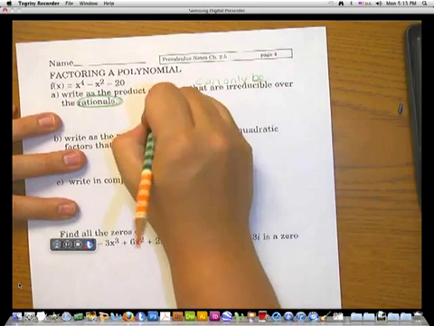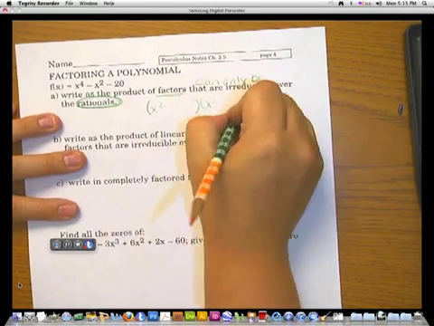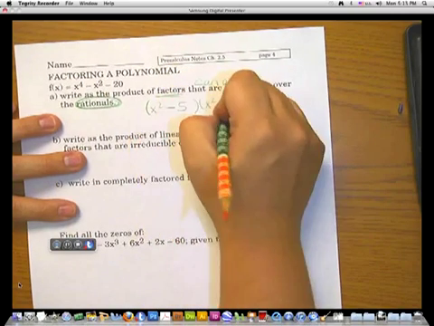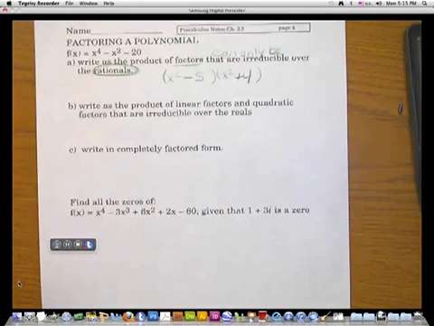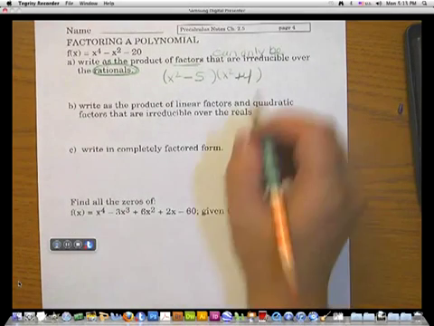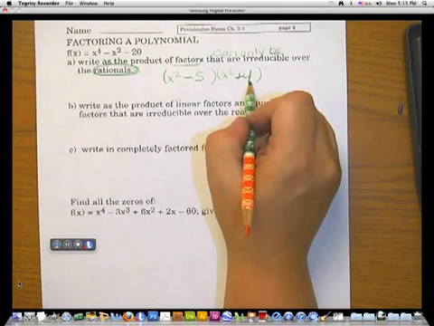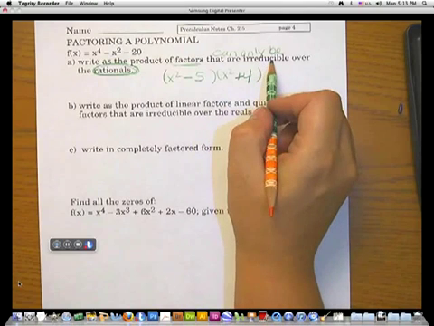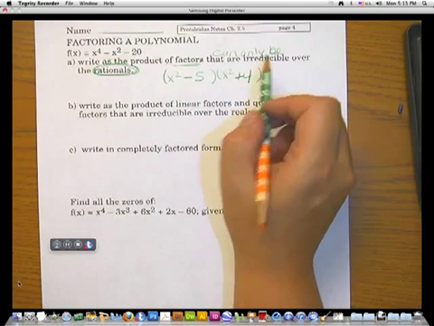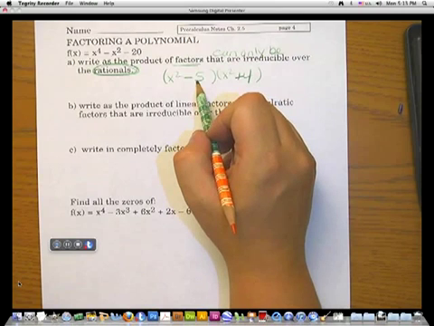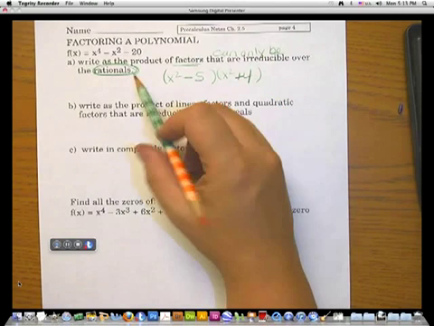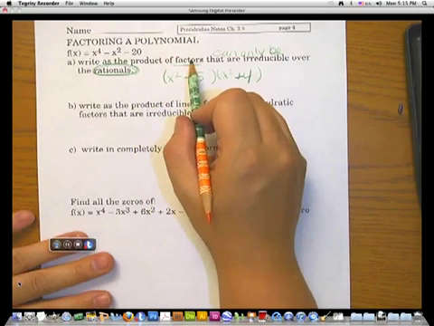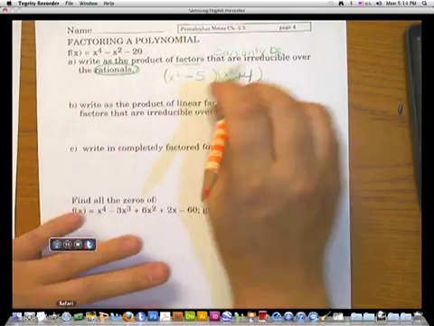So when I factor this, I'm going to get x squared, and what multiplies to 20 and subtracts to be 1, minus 5 and plus 4. That is done. Alright, because this is going to factor to an imaginary, which would be irreducible over the reals. And this is going to factor into square roots, and square roots are not rationals. Okay, so factors can only be rationals.